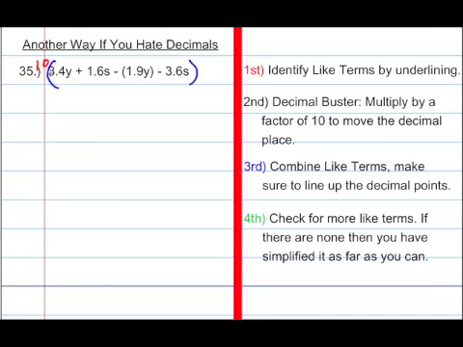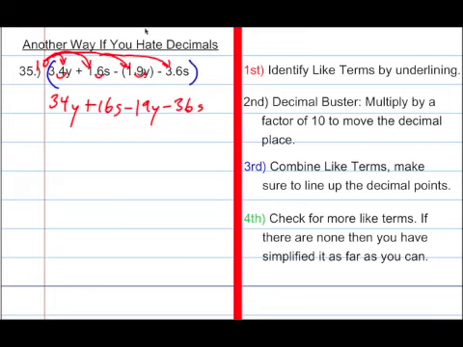So let's do this slower. Multiply by 10. 10 times 3.4y is 34y. 10 times 1.6s, remember we're distributing, is going to be positive 16s. 10 times negative 1.9y is going to be negative 19y. 10 times negative 3.6s is going to be negative 36s.